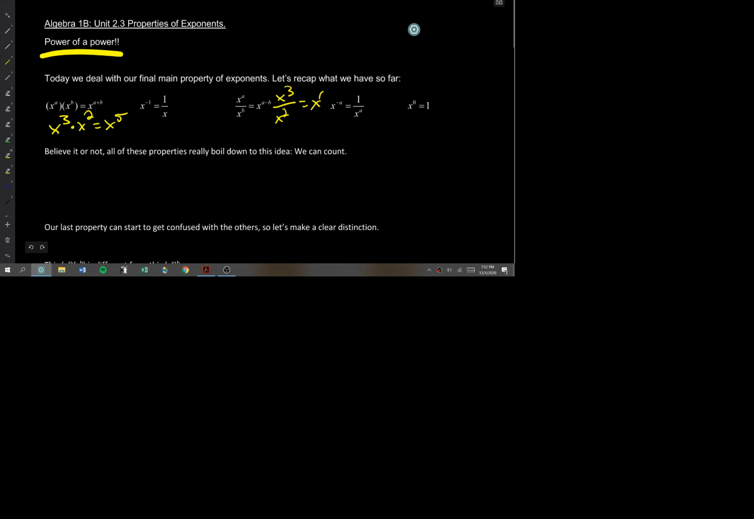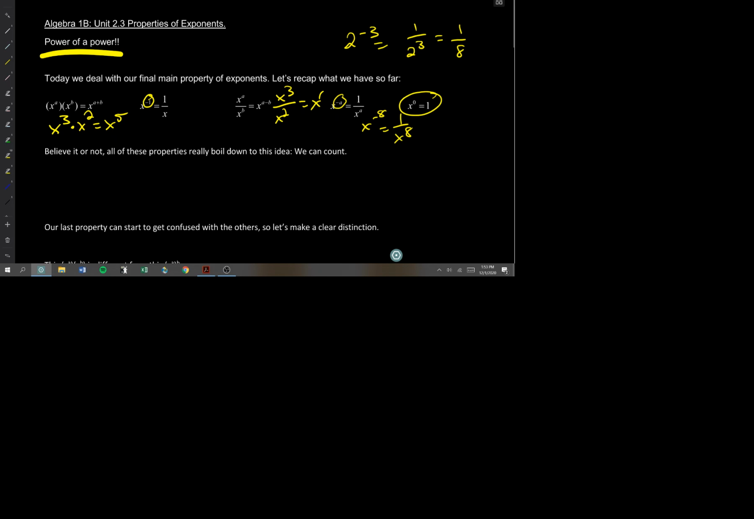A -1 is a reciprocal, but a negative a is a reciprocal with the power, so like x to the -8 becomes 1 over x to the 8th, and don't forget that like 2 to the -3 is 1 over 2 to the 3rd, which is 1 over 8. So don't make it negative. It's not -8 or -1/8. It's just 1 over 2 to the 3rd. Anything to the 0 power is 1. Those are our old properties we've been dealing with.